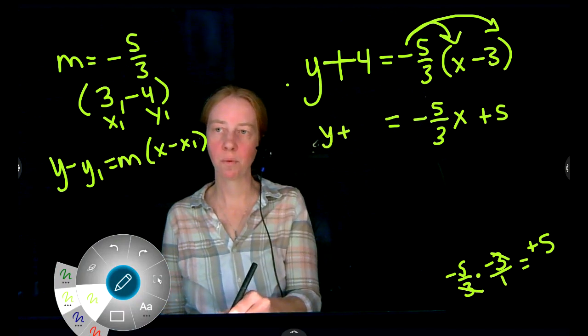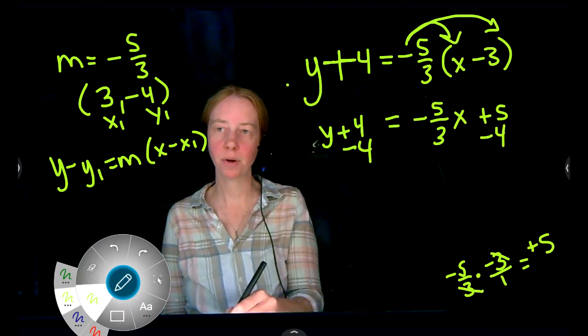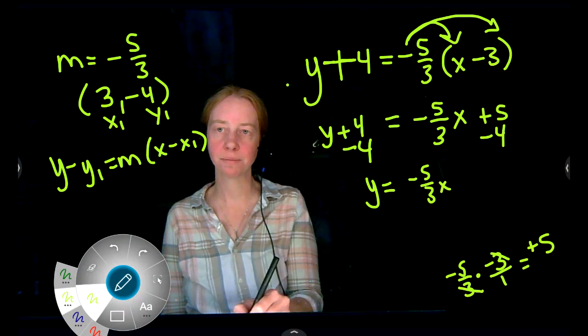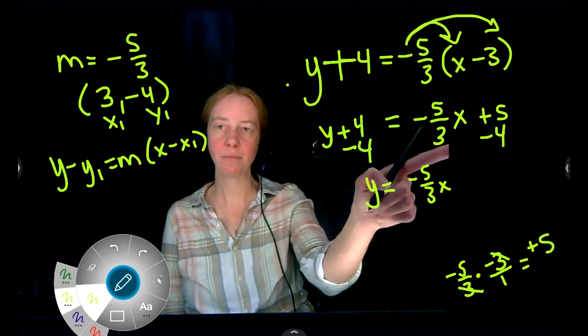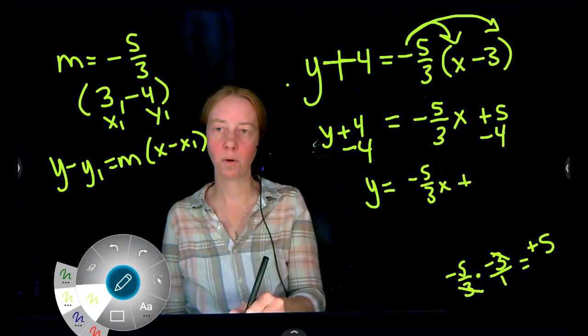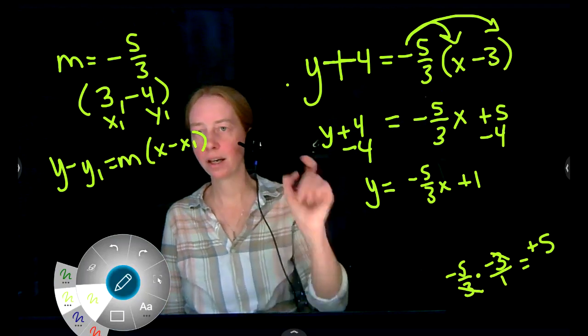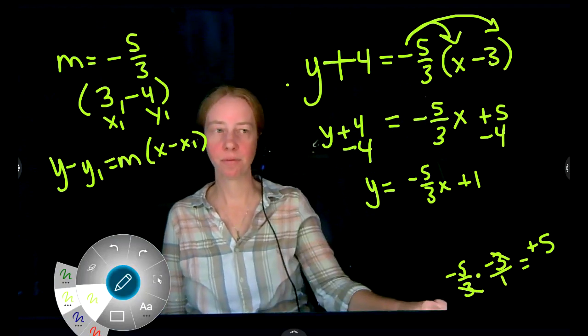I'm going to write my y plus 4 over here. I need to subtract 4 from both sides. So y equals -5/3 x plus 5 minus 4, which is +1. So now we are in slope intercept form.